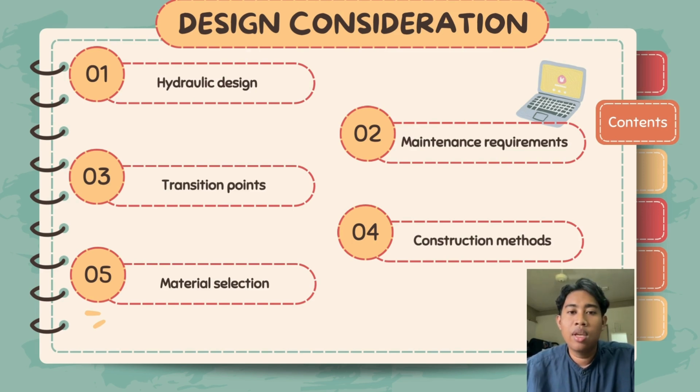Design consideration for surface water drainage system. First is hydraulic design. It is to consider discharge capacity to handle anticipated water flow. Second is maintenance requirement. Design with maintenance in mind. Third is transition point. Monitor transition between fill and collector drain to avoid erosion. Fourth is construction method. Use appropriate machinery for different types of drain.